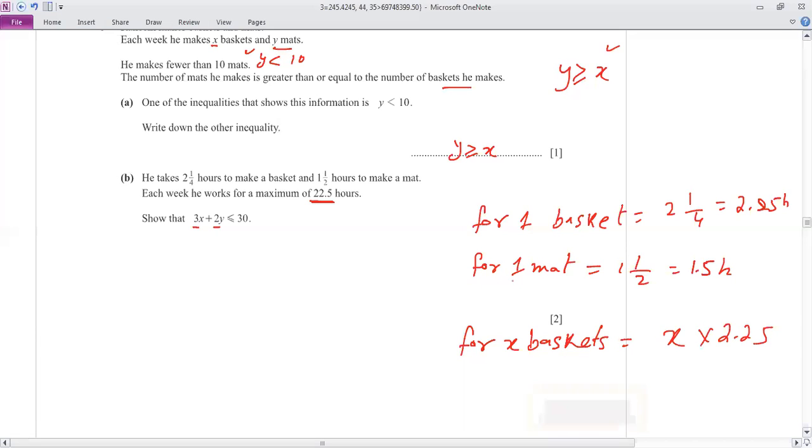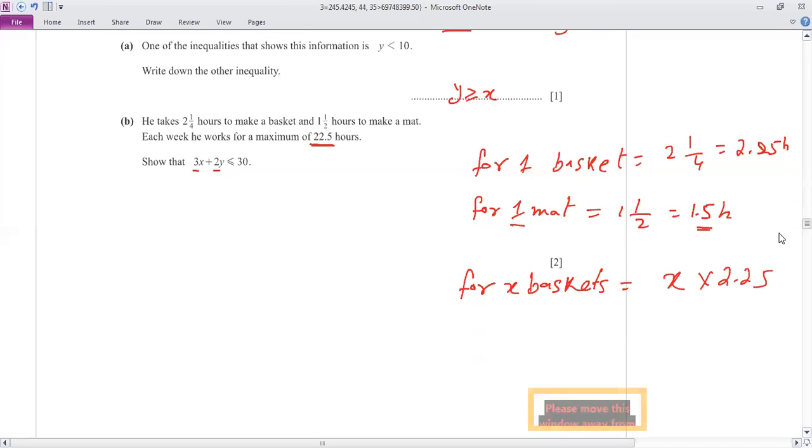And in the same way, for one mat, the time taken is 1.5 hours. And he is making Y mats. So the time for Y mats will be Y multiplied by 1.5 hours. This is the time. And when we use the word maximum, we use the symbol less than or equal to. So what will be the total time?